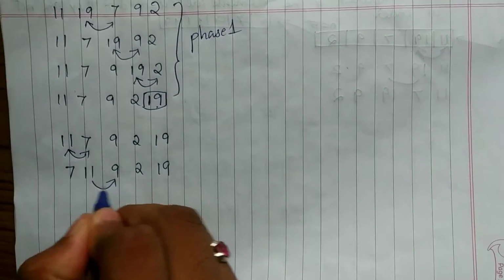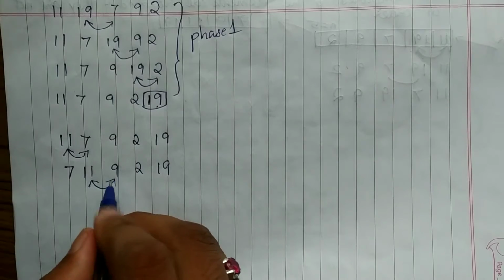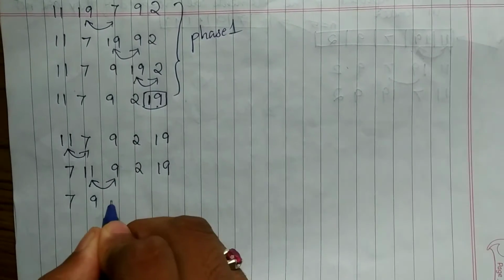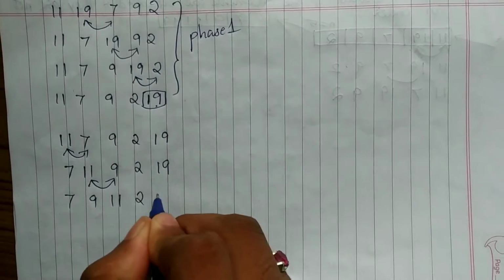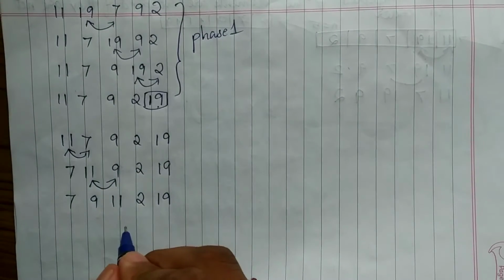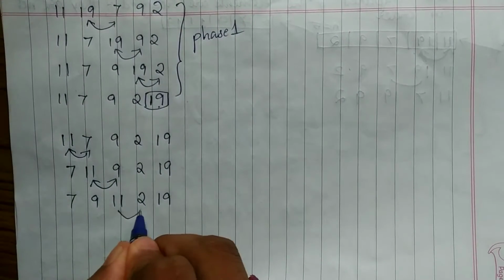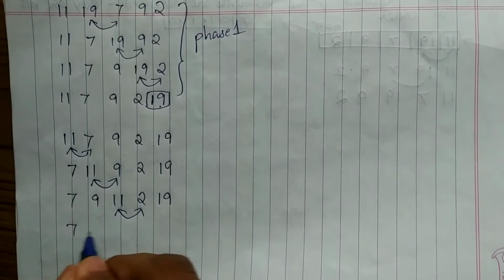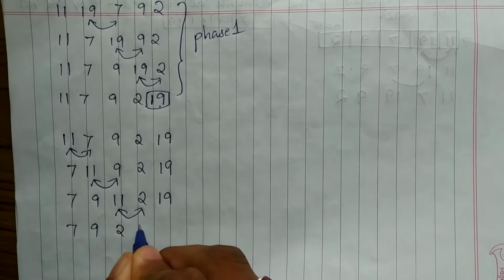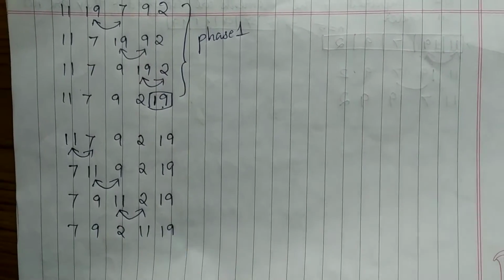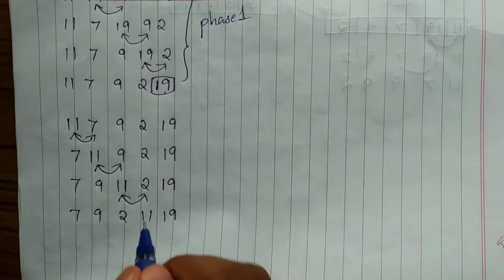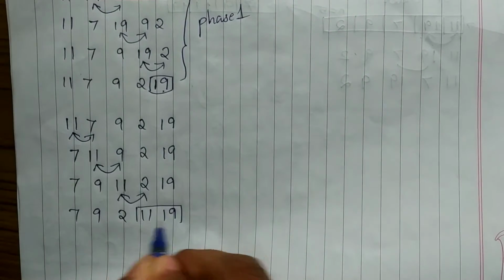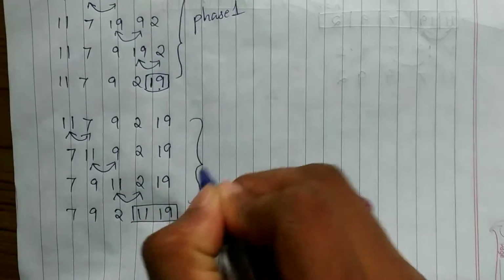We'll compare 11 and 9. As 11 is greater than 9, we'll swap them. Here again we'll compare 11 with 2. As 11 is greater than 2, we'll swap them. So after this, the two elements are in sorted order, or in the correct order. This is our phase 2.